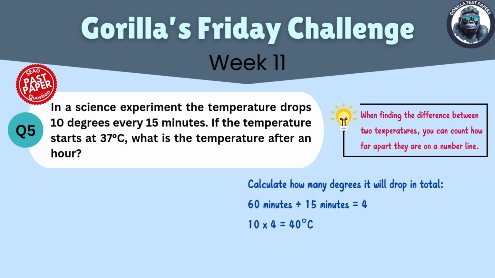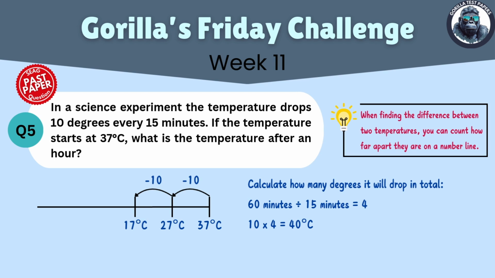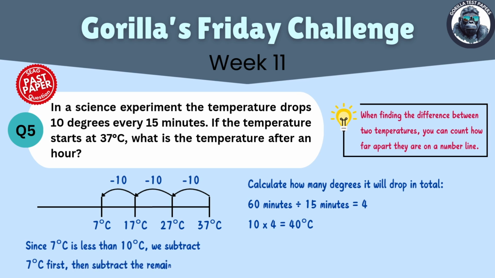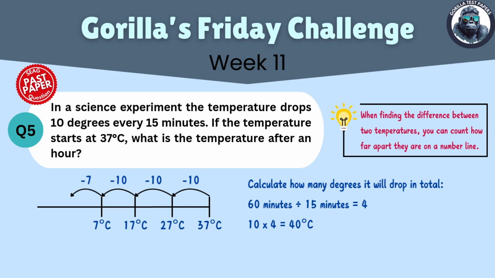So let's calculate the temperature after each interval. Starting at 37 degrees Celsius, after the first 15-minute interval, the temperature will drop 10 degrees Celsius down to 27 degrees Celsius. After the second one, it'll go to 17 degrees Celsius. After the third one, it'll go to 7 degrees Celsius. And since 7 degrees Celsius is less than 10 degrees Celsius, we subtract 7 degrees Celsius first, then we subtract the remaining 3 degrees Celsius.